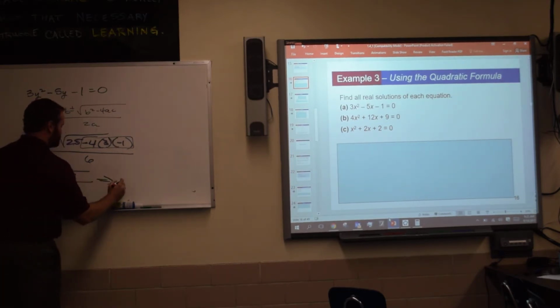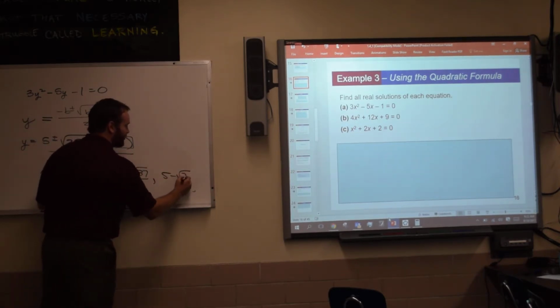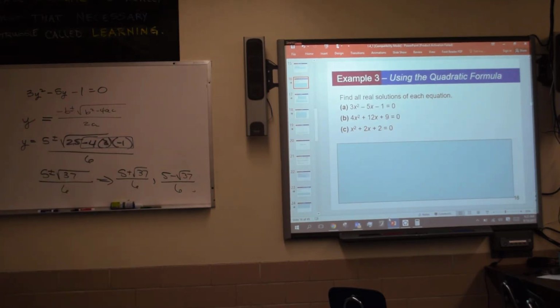Remember that yields 2 solutions. 5 plus radical 37 over 6 and 5 minus radical 37 over 6. We would like to pay attention to that 37. That 37 tells us some nice information. We'll get into a little bit more detail here in a moment. But what kind of number is 37? It's prime. Okay? It's only divisible by 1 and itself, right? Okay?